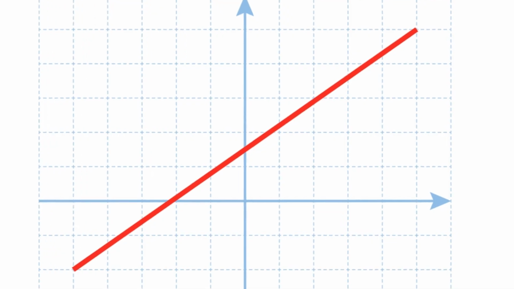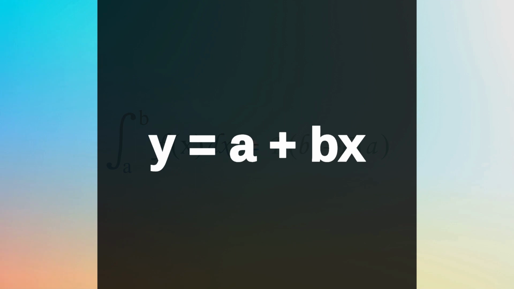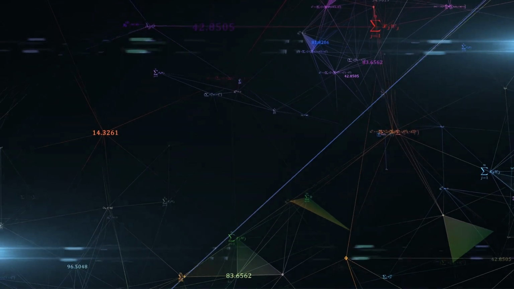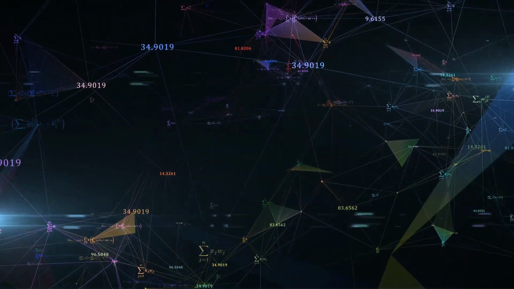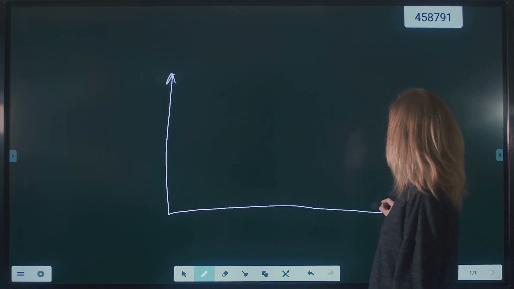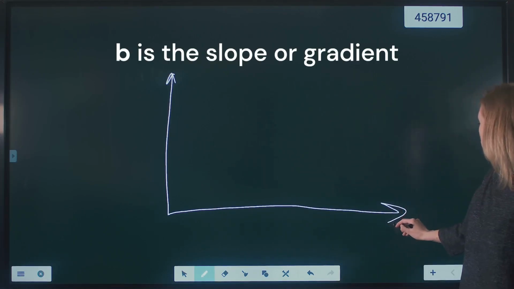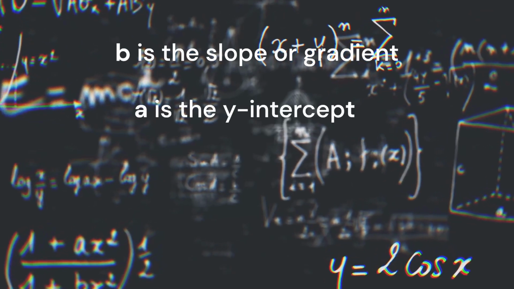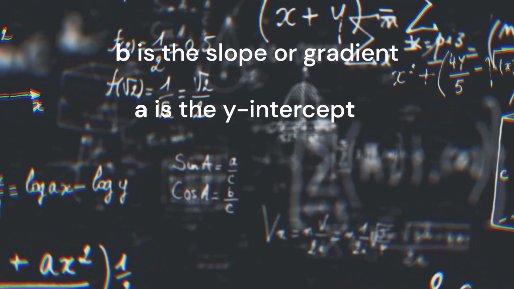This line is represented by the equation y equals a plus bx, where x is our explanatory variable and y is our response variable. But what are these a and b we're talking about? Well, they are coefficients, each playing a unique role in shaping our line of best fit. The b represents the slope of our line, indicating how much y changes for each unit change in x. And a, that's our y-intercept, the point where our line crosses the y-axis when x is 0. Now that we understand the basics, let's dive into the process of determining these coefficients using technology.